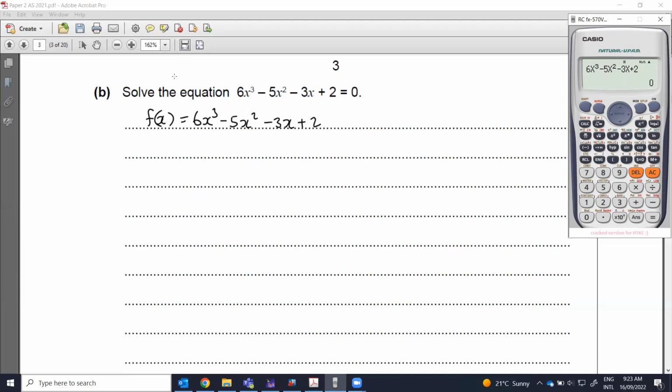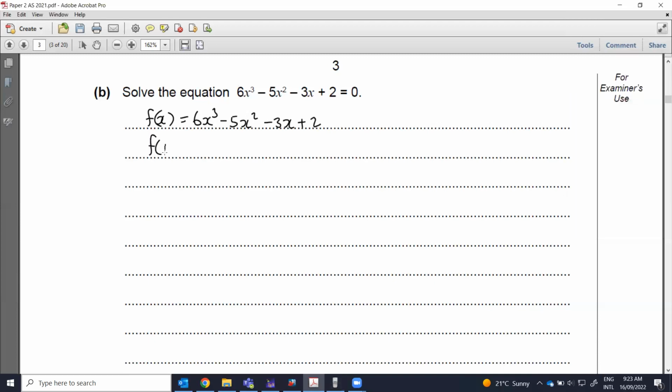So what I do is I now write it like this. f of 1. I checked on my calculator and I got 0. So this is 6 times 1 cubed minus 5 times 1 squared minus 3 times 1 plus 2. You can type this in on your calculator. You'll see that this is 6 minus 5 is 1, minus 1 is minus 2, minus 2 plus 2, that is 0.